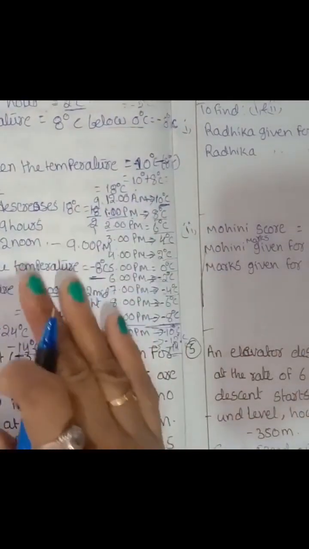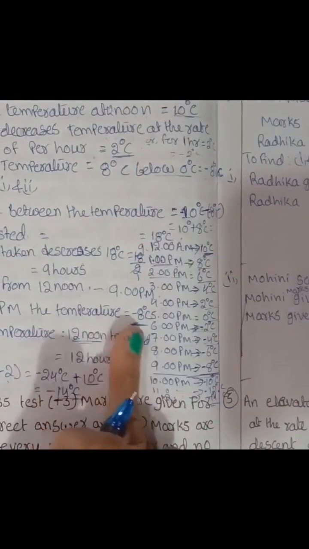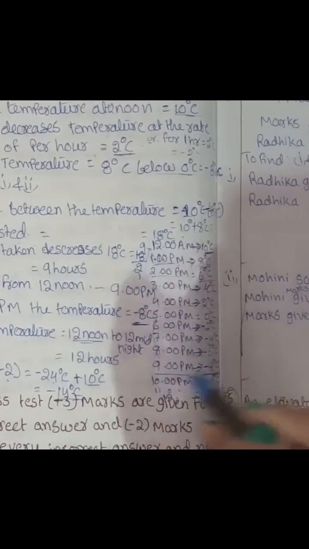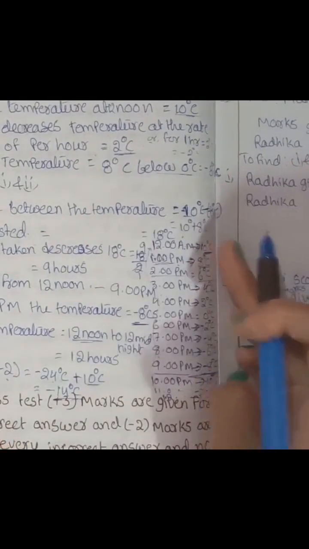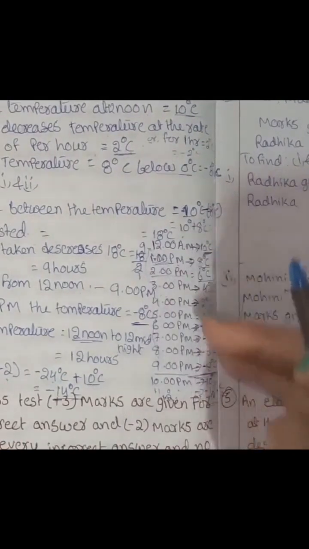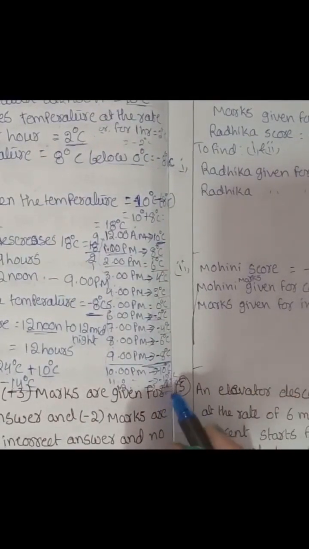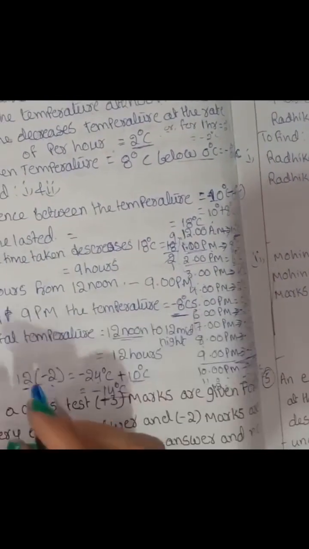Okay? Otherwise you can draw the number line also. You can follow this pattern: at 12 noon write the temperature, and decreasing 2 degrees centigrade every hour, we will get the answer directly.